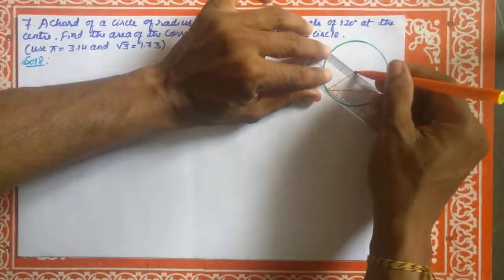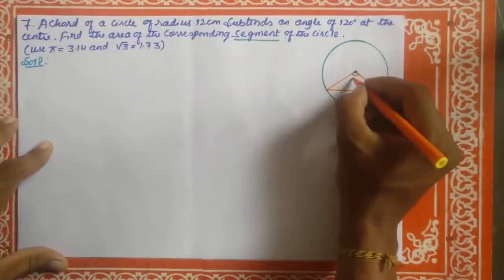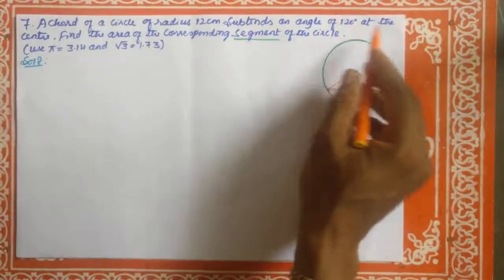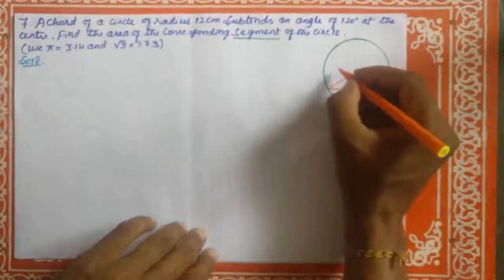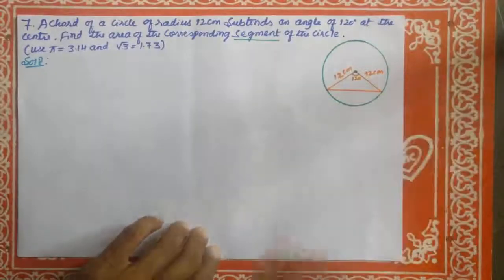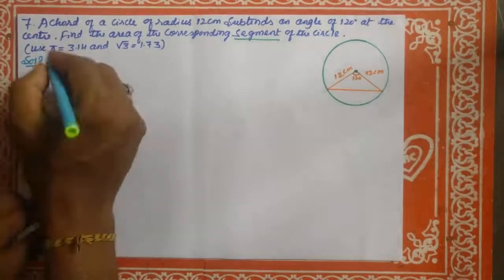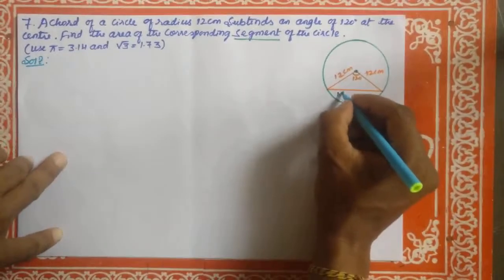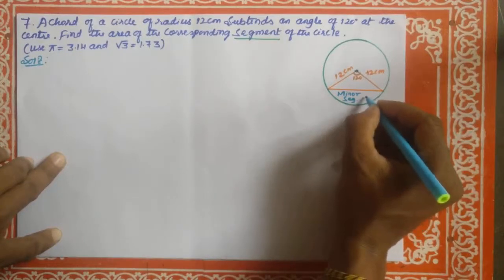What is the angle? 120 degree at the center. Find the area of the corresponding segment of this circle. Radius is equal to how much? 12 centimeter. Solution. Given radius. This is the minor segment. This one we need to find.